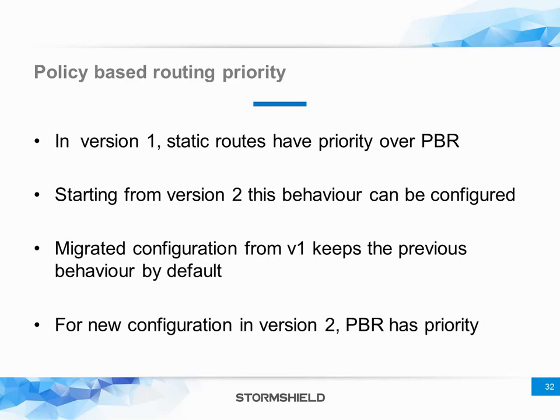The first one here is policy-based routing priority. In version 1, static routes always had the priority over policy-based routing. In version 2, this behavior can be configured. By default, we will keep the previous behavior in migrated configuration, so that there are no changes or problems in production. But for new configuration, PBR will have the priority over static routes.